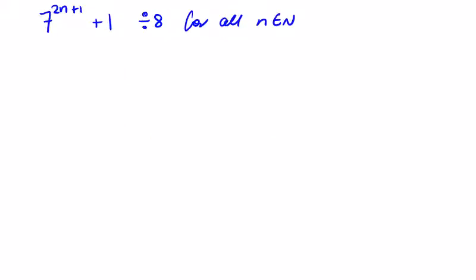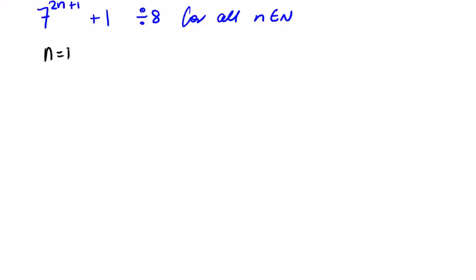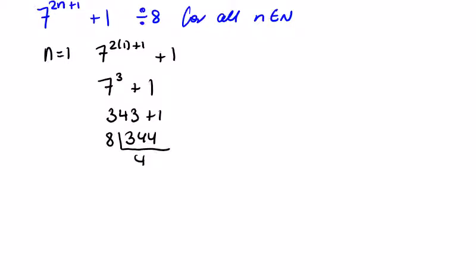Is 7 to the power 2n plus 1 plus 1 divisible by 8 for all n an element of natural numbers? Let's check proposition 1, or n is equal to 1. 7 to the power 2 times 1 plus 1 plus 1, which is 7 to the power of 3 plus 1. 7 to the power 3 is 343, plus 1, which is 344. You'll use a calculator, but just dividing in, we're going to get 43. So divisible by 8. So yes.